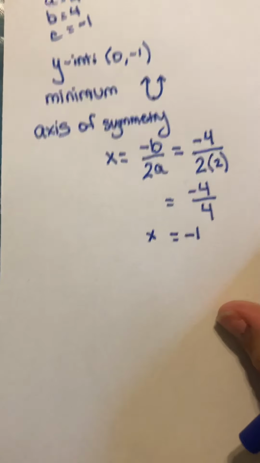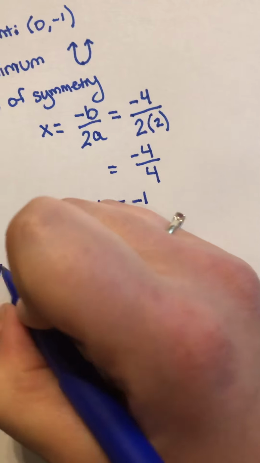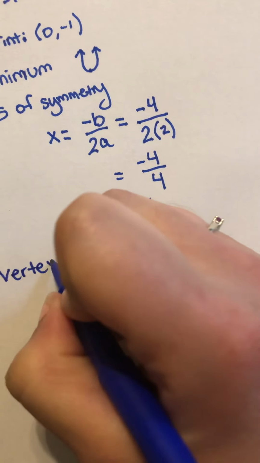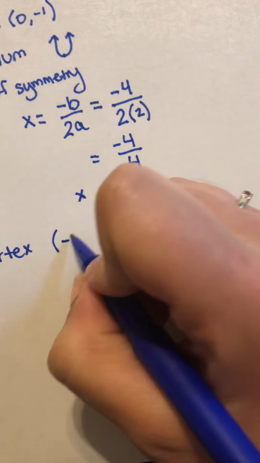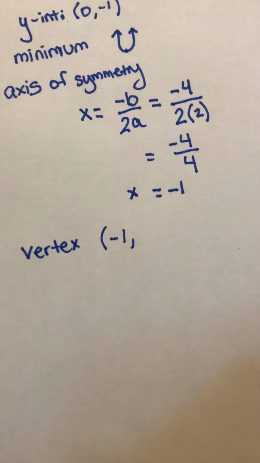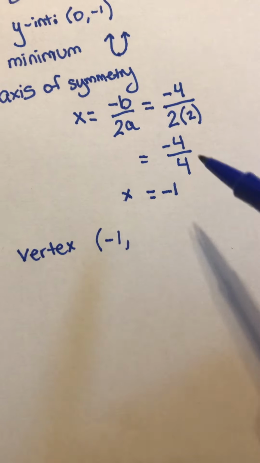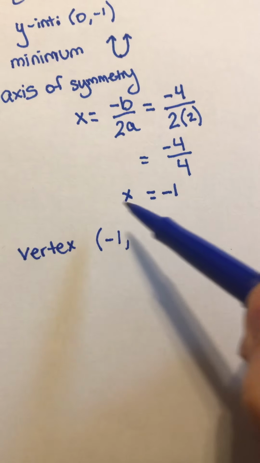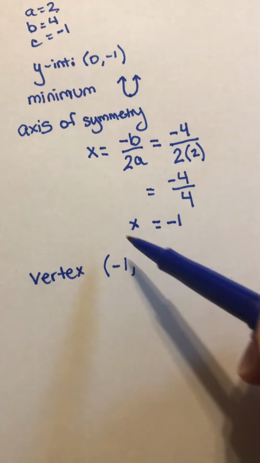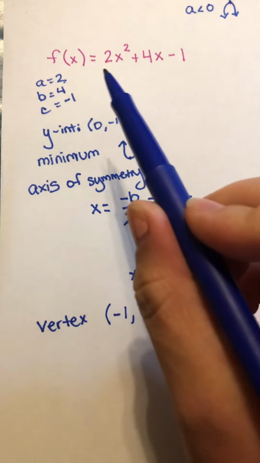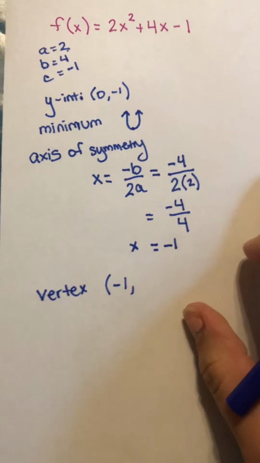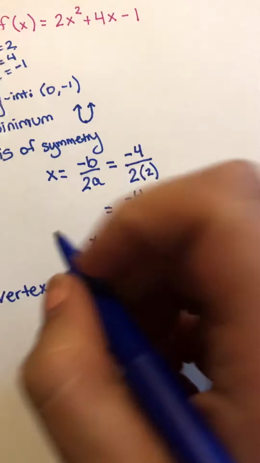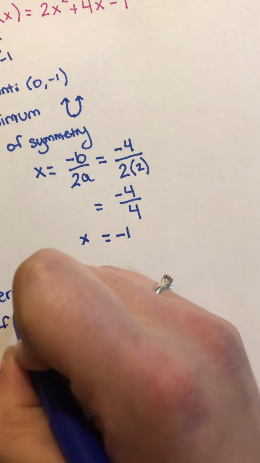And if you remember, a vertex is an ordered pair or a point, which means we need the x and the y value. We already know the x value is negative 1. What we need to find is the y value. We can substitute the value that we got for our axis of symmetry back into the equation everywhere you see an x. And we're going to use that to find our y value, or the value at our vertex.